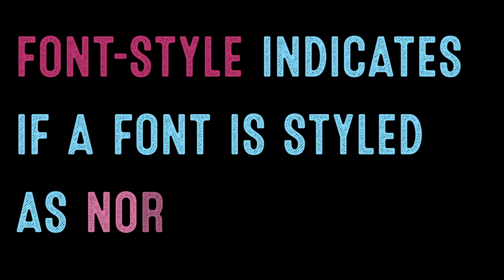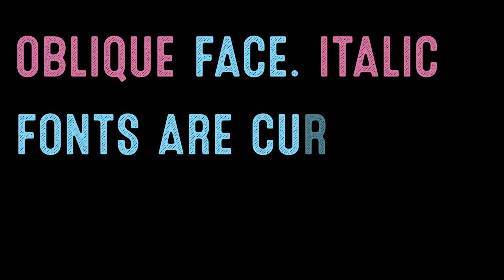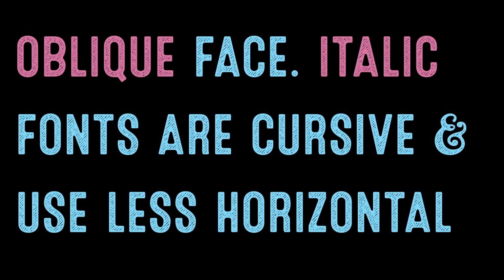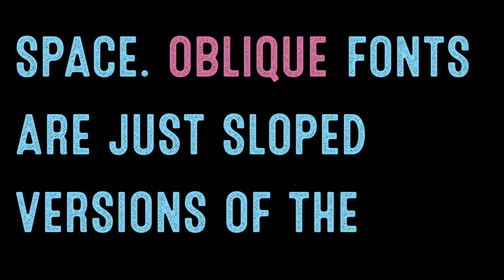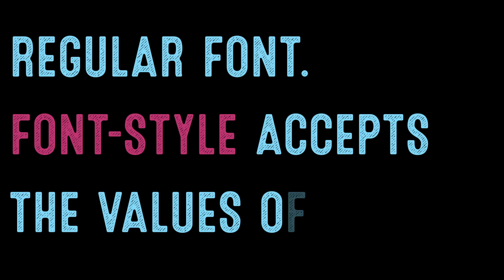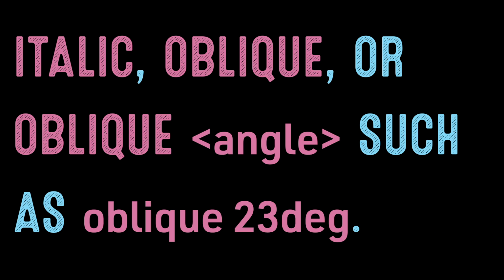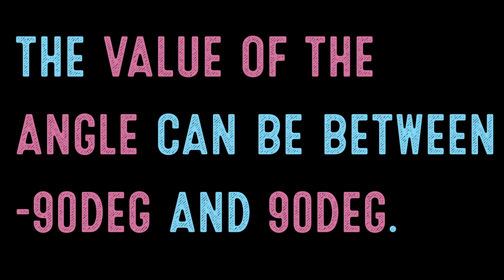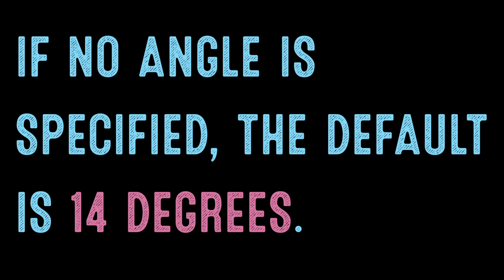Font style indicates if a font is styled as normal, italic, or oblique face. Italic fonts are cursive and use less horizontal space. Oblique fonts are just sloped versions of the regular font. Font style accepts the values of normal, italic, oblique, or oblique with an angle specified, such as oblique 23 degrees. The value of the angle can be between -90 degrees and 90 degrees. If no angle is specified, the default is 14 degrees.